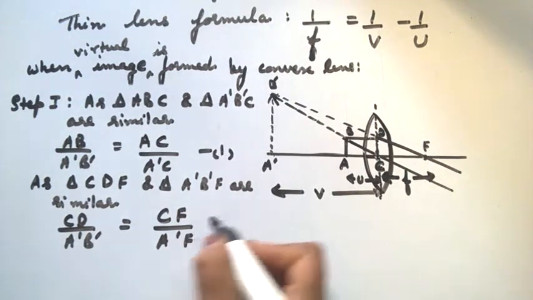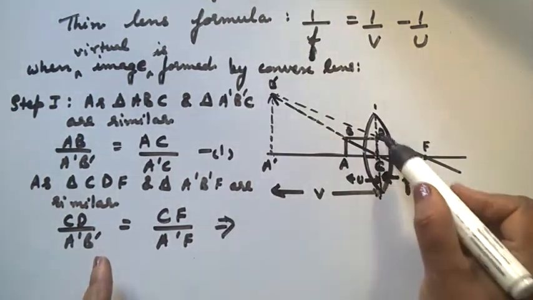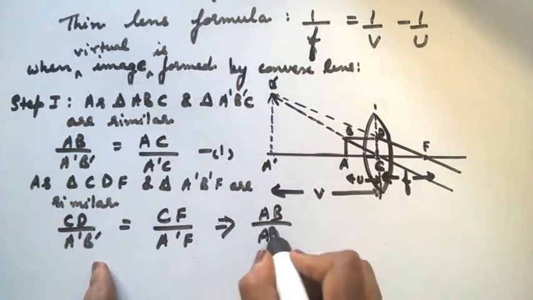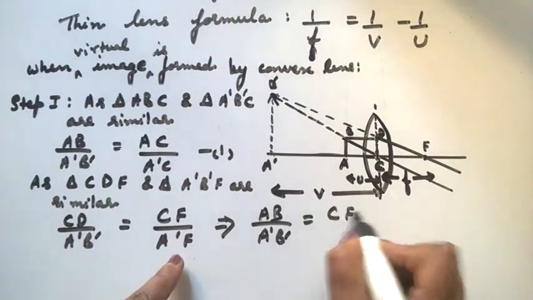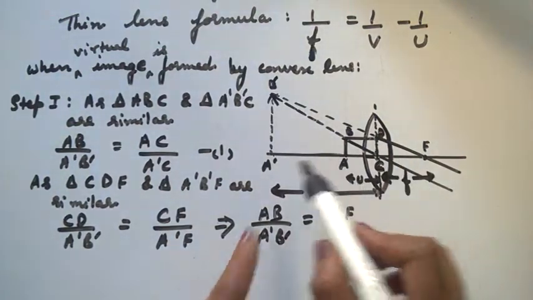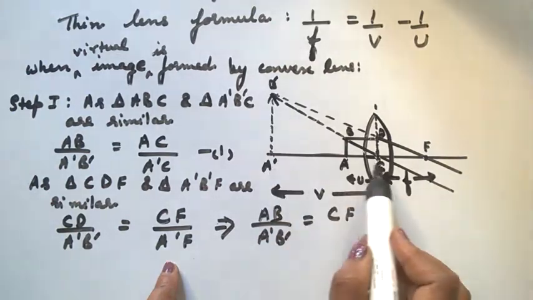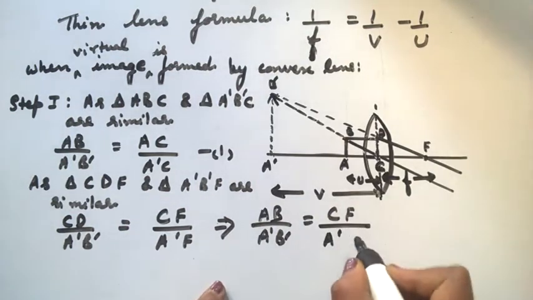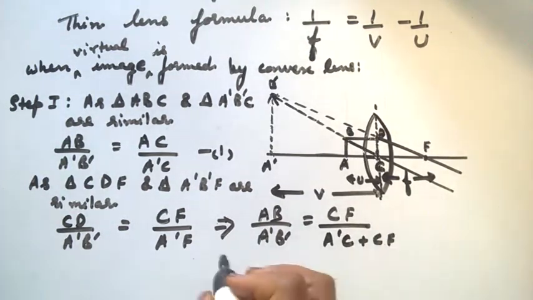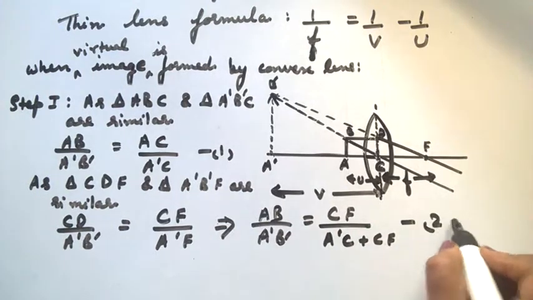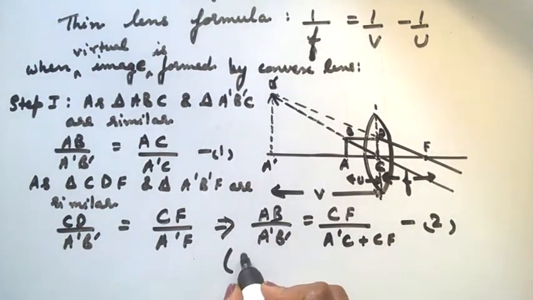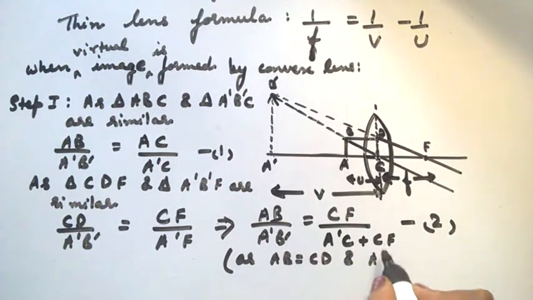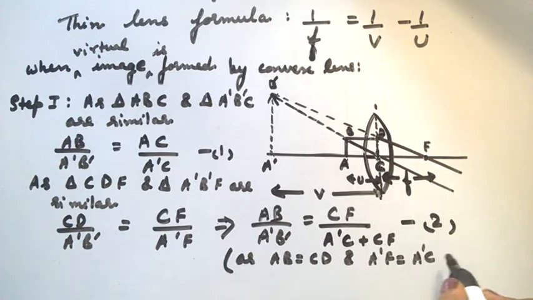Again here we can see that the CD side is similar to side AB. So we can write AB upon AB, A dash B dash and CF as it is, and A dash F. A dash F can be written A dash C plus CF in terms of optical center. So here it is A dash C plus CF, and give it equation number 2, and in bracket we can write that AB is equal to CD and A dash F is equal to A dash C plus CF.